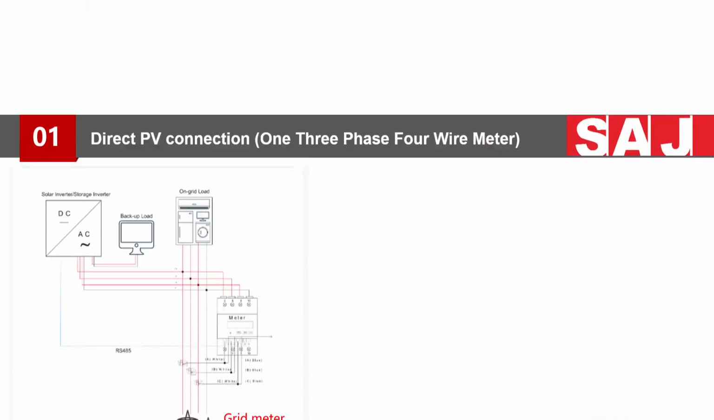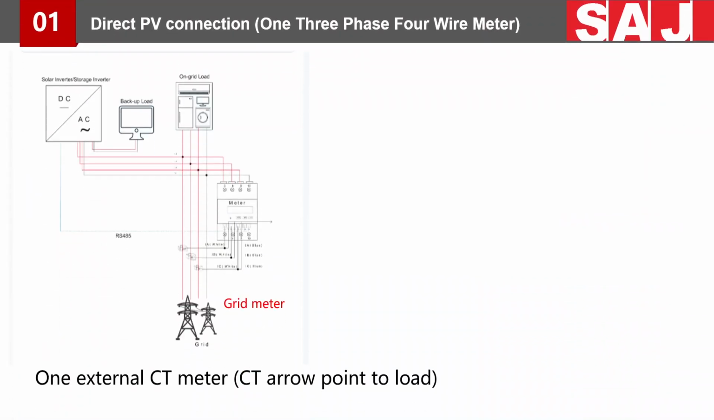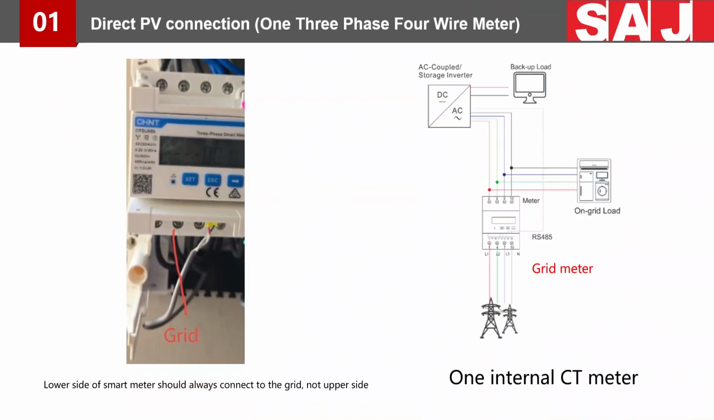Define the meter usage situation. First, if you only have one smart meter, basically if you have an internal meter, it's very important that the underside of the meter goes to the grid, and then the other side goes above. If you connect it wrong, then the value will be wrong.